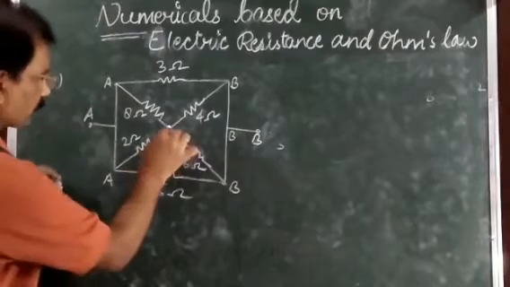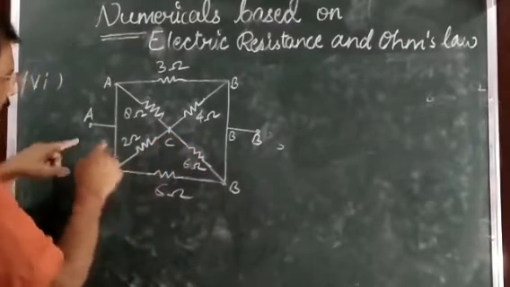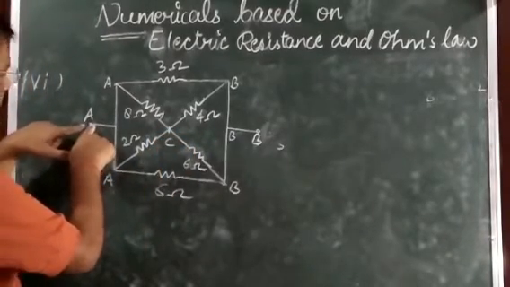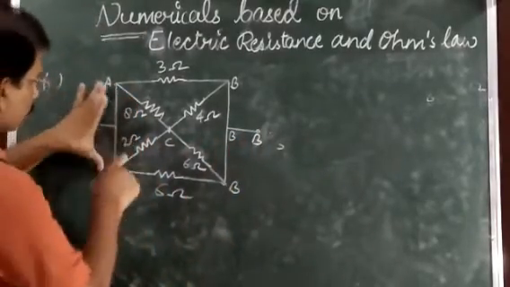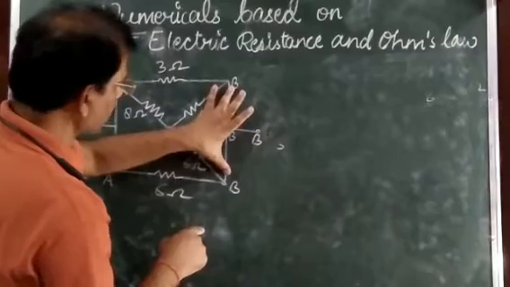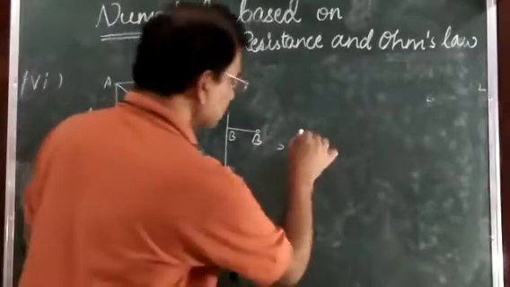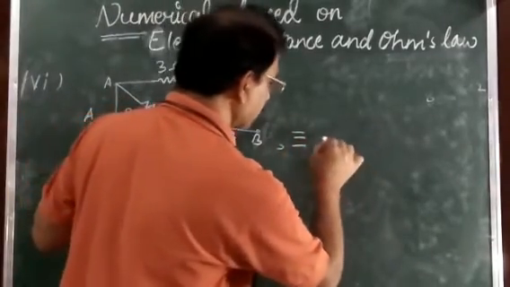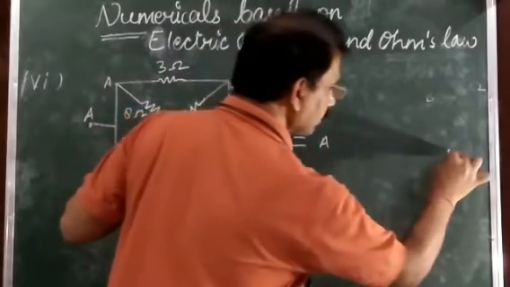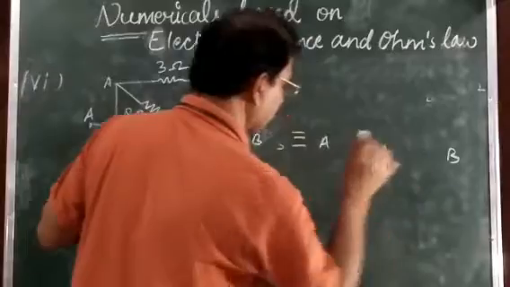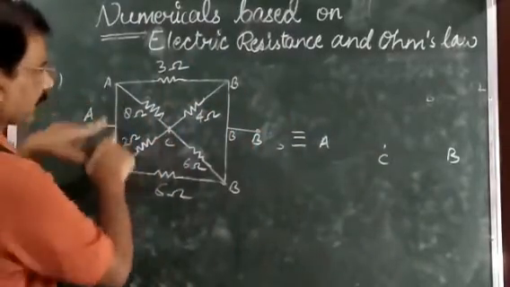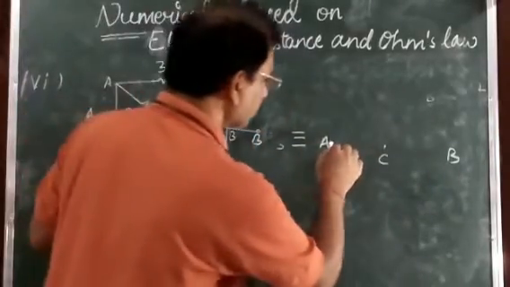Now you can see, suppose this point is C. Our aim is to find the equivalent resistance between A and B. So all this point is A, all this point is B, and the middle point is C. This is the criteria: A, B, and C.